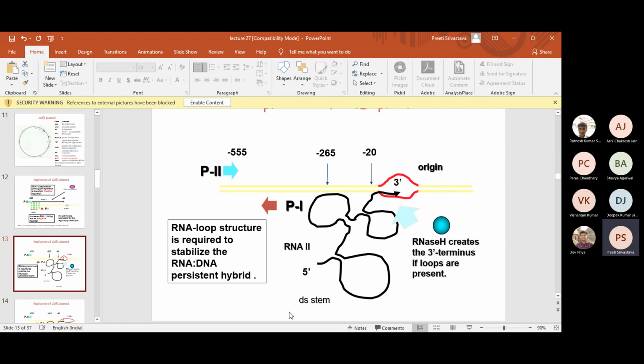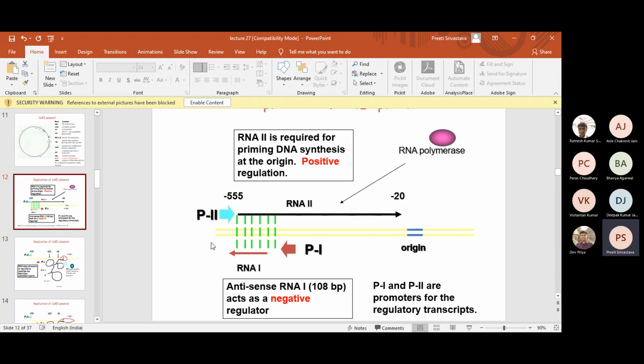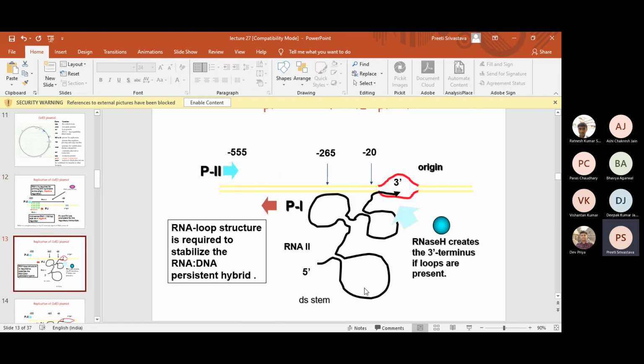So what happens is that this RNA2, if you remember from the previous figure, is a long RNA. So this RNA2 actually forms loops. You have a double-stranded stem and then you have a loop. This RNA loop structure is required to stabilize the RNA-DNA hybrid. So this RNA2 is required for the formation of the RNA-DNA hybrid, which is used for the initiation of replication.